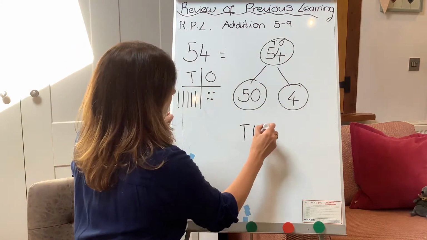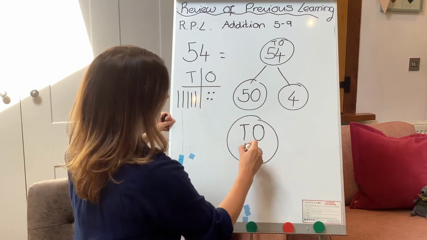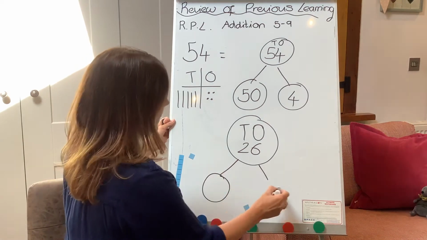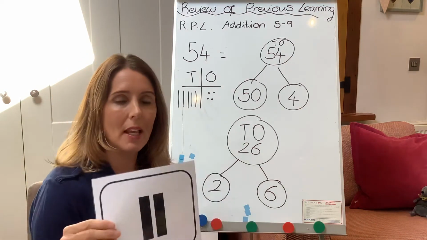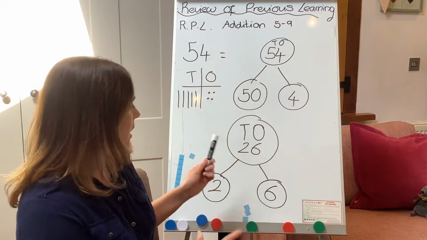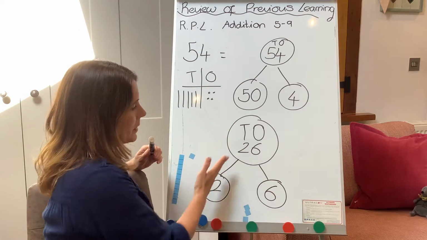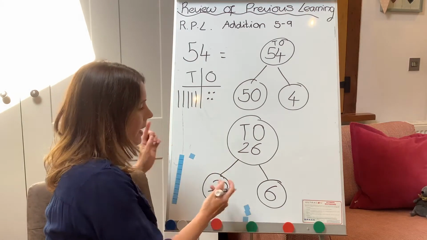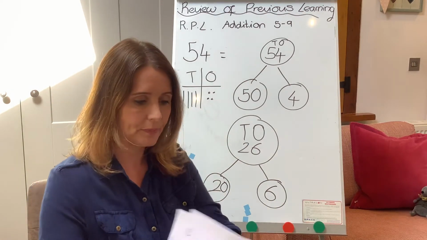Have a look at this one. We have got 26, and Jane has partitioned it into tens and ones. What mistake has Jane made? Pause it and have a go. Okay, so what has she done? Well, she's partitioned it into 2 tens and 6, but because the 2 isn't representing 2 ones, it's representing 2 tens. So when you partition it, she's got to write 20. 20 add 6 makes 26. So be careful of that mistake.